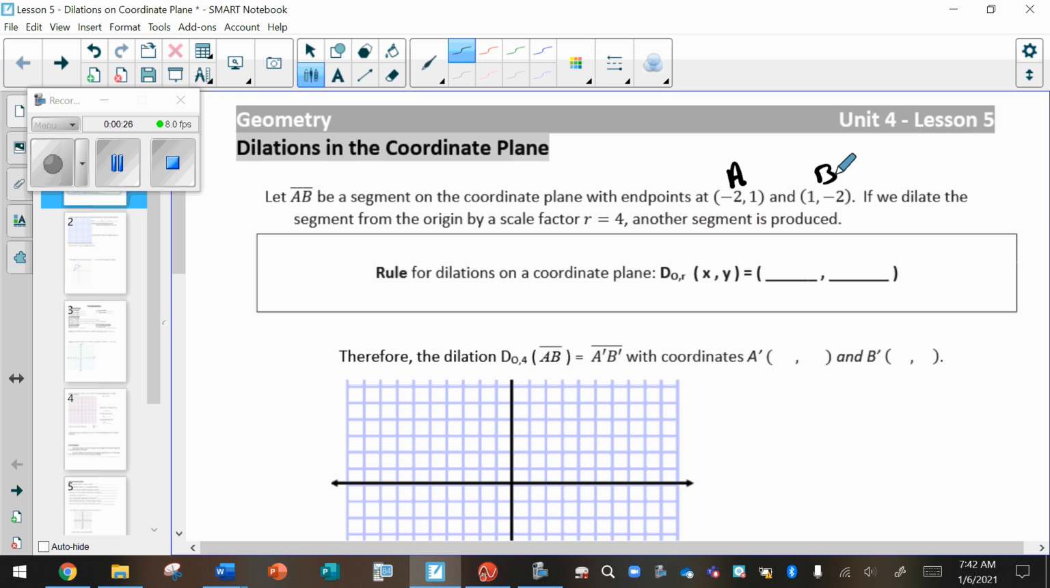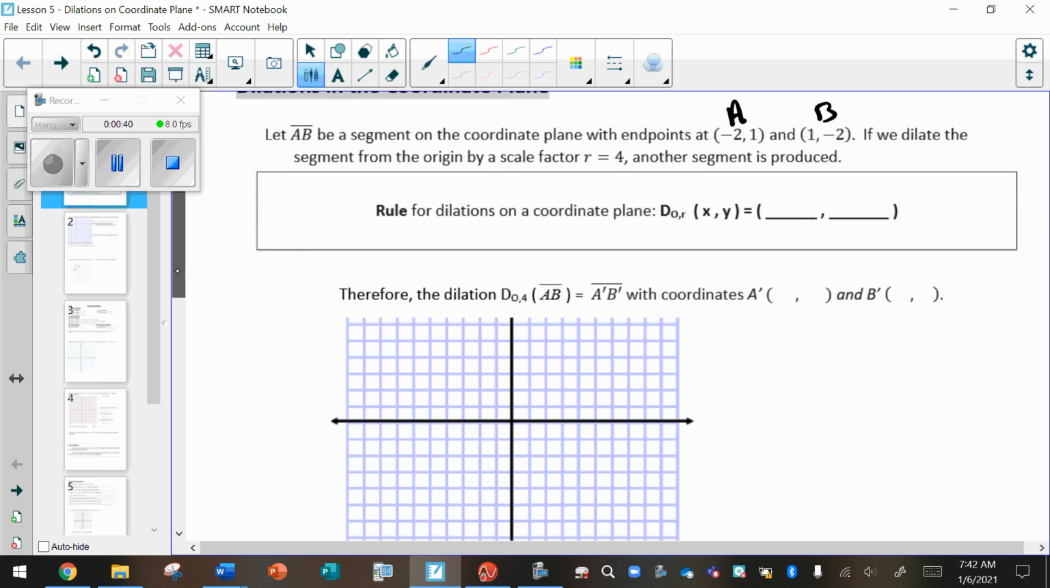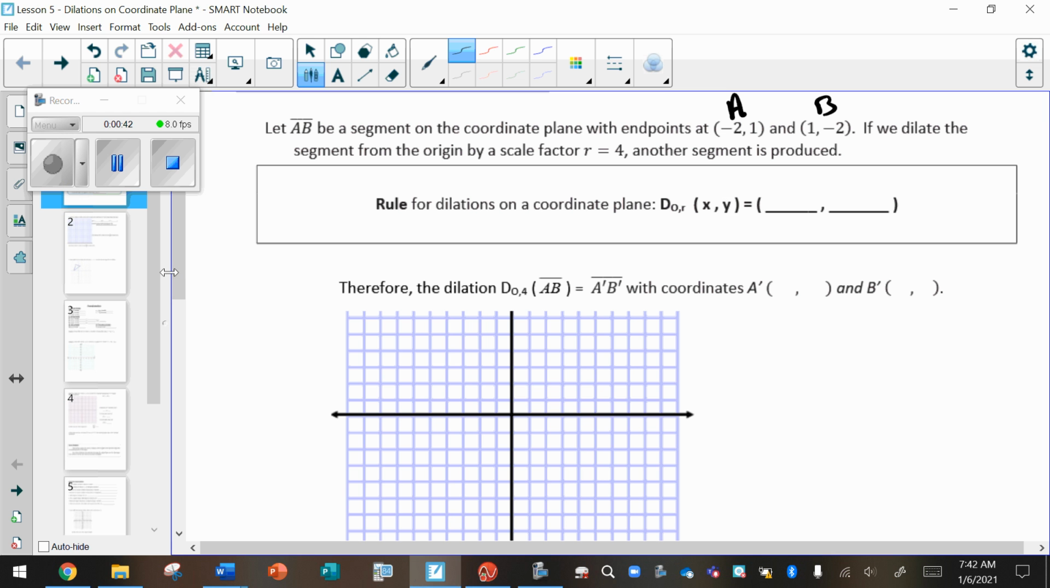And we're going to dilate the segment from the origin by a scale factor of r equals 4. Then we're going to get another segment that is produced. I'm going to show you how to do a dilation on the coordinate plane. As long as the dilation is centered at the origin, we're just going to use multiplication.